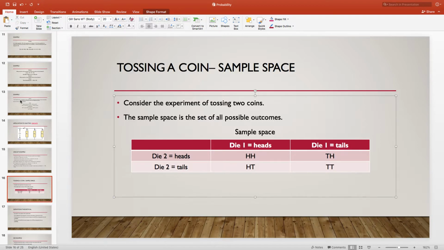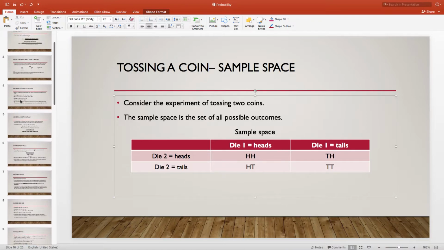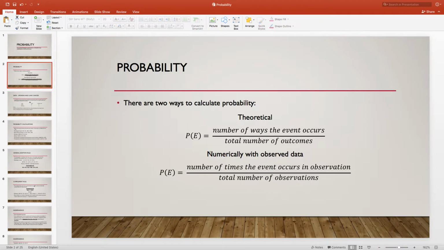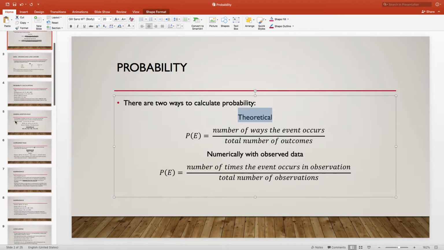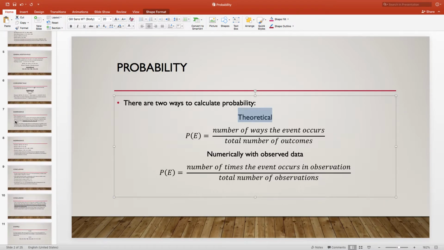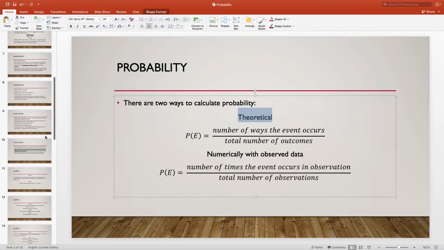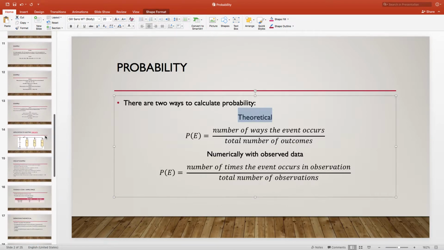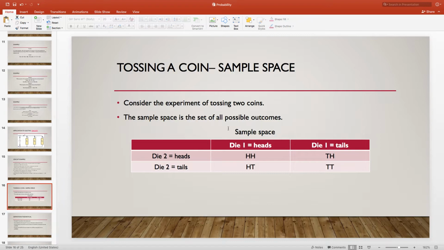Now, I'm going to go back to our calculations of probability. We're now dealing with a theoretical probability. This has not been observed. So we're going to use this theoretical calculation of probability, and we need to know the number of ways the event occurs and the total number of outcomes. Total number of outcomes is related to something called the sample space. So here we have our sample space, and the sample space is just the set of all possible outcomes.